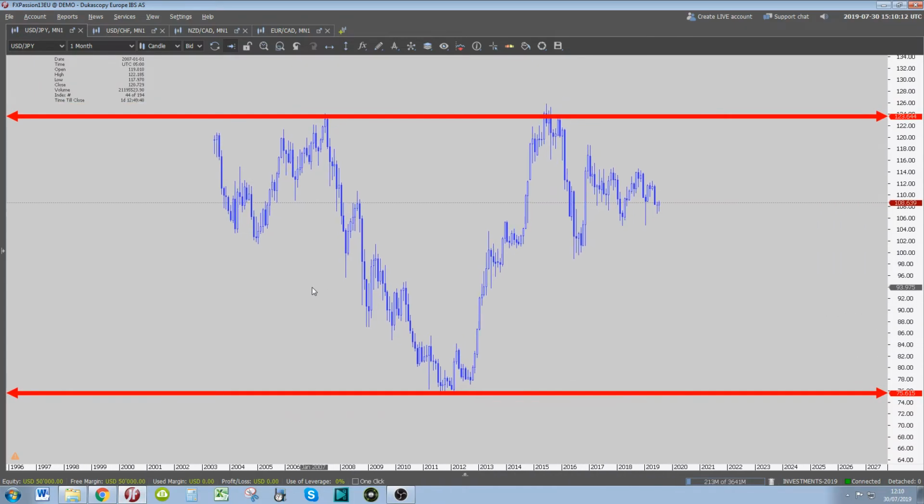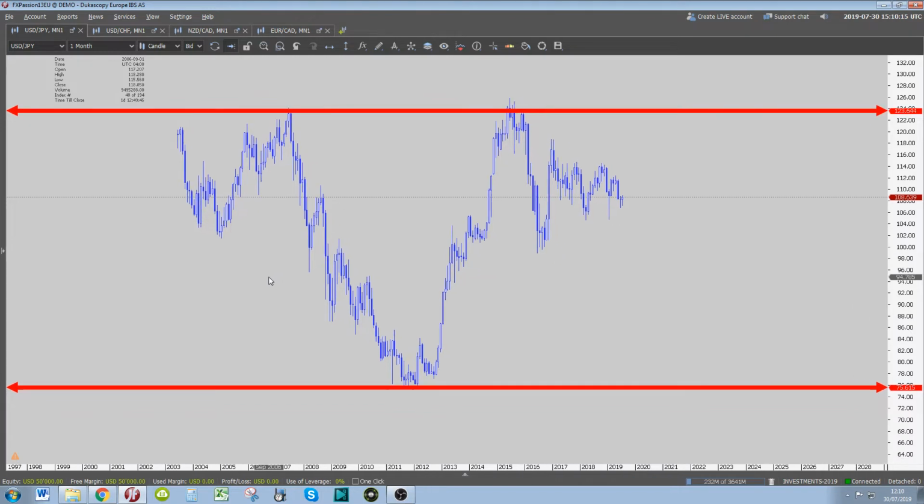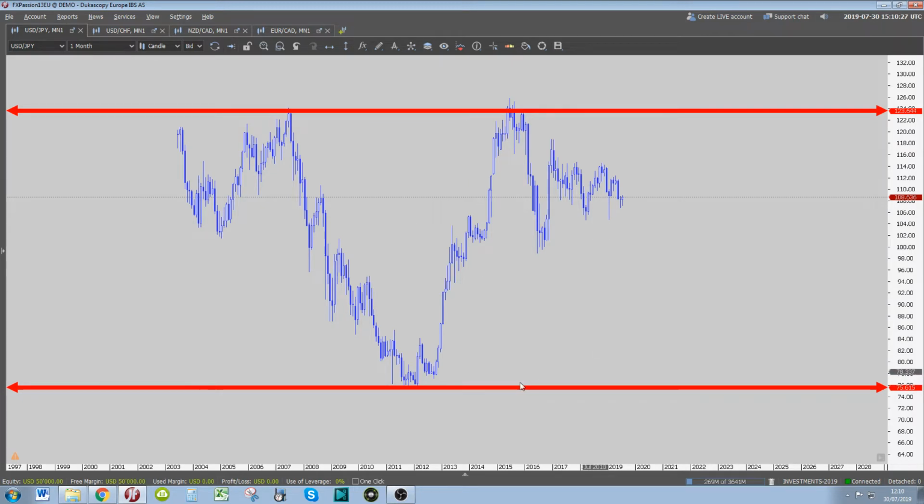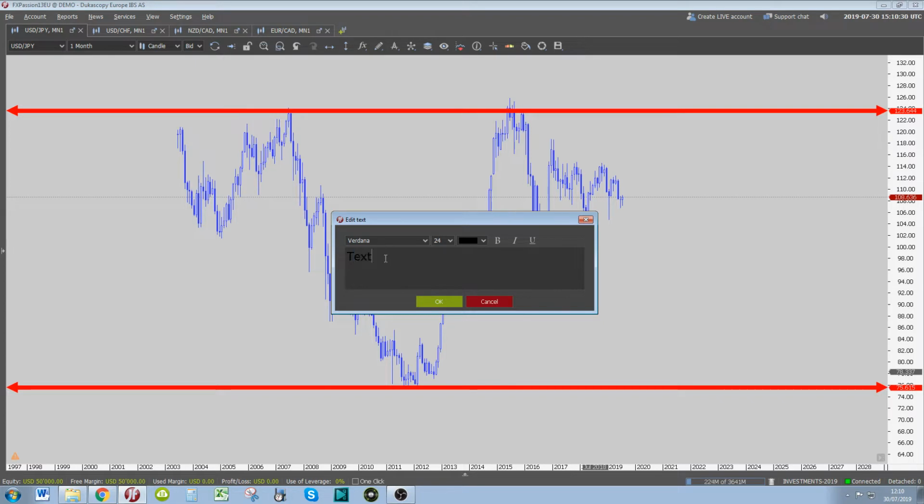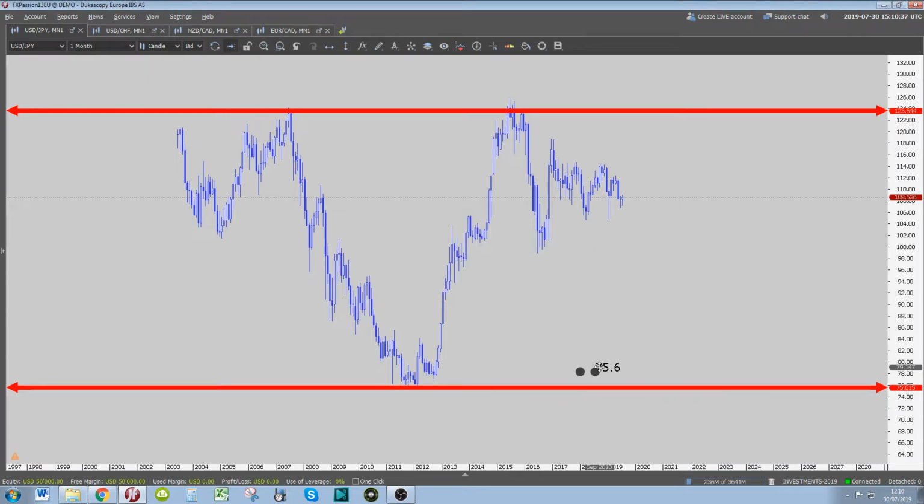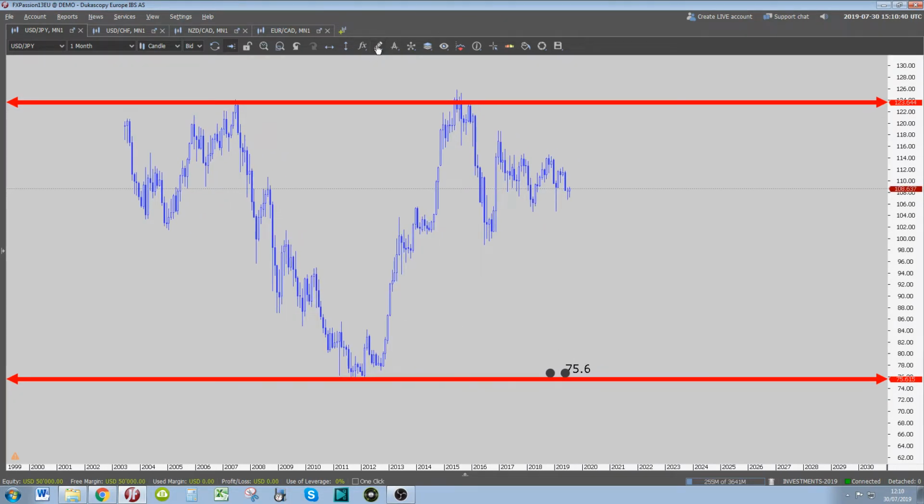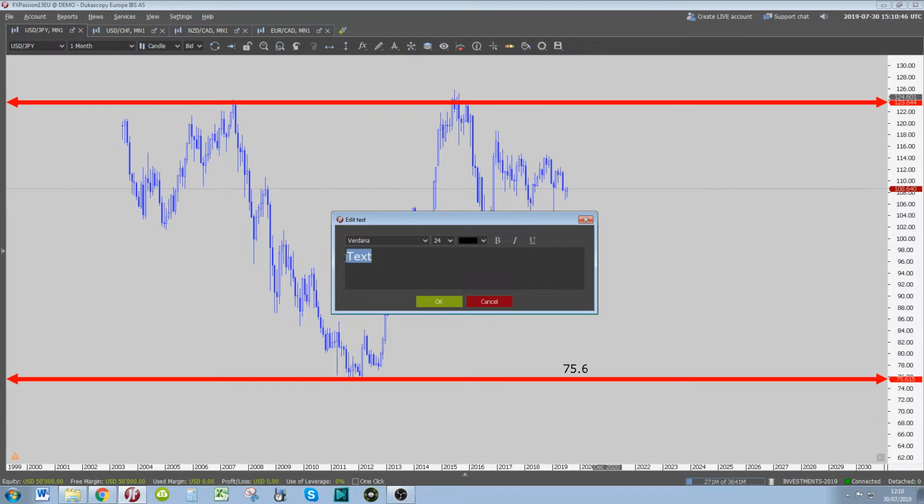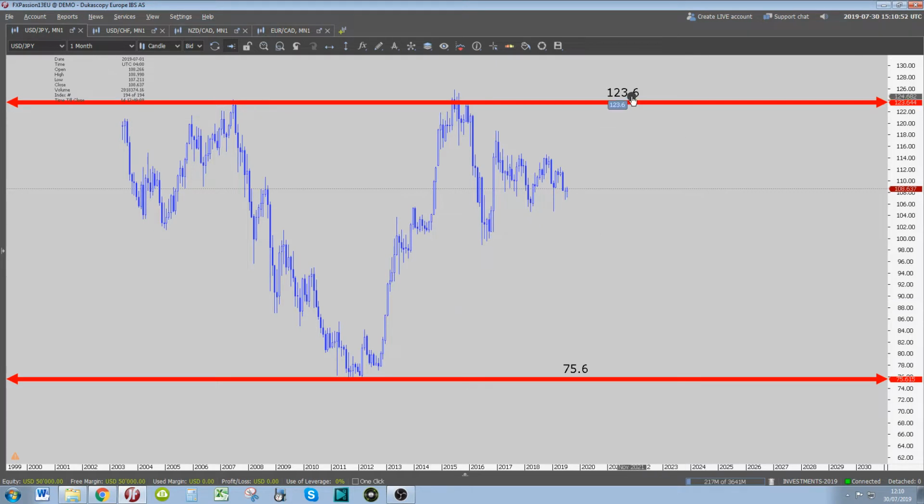Max, look at the JForex platform and look at the numbers of the band. So the lower band, it's okay. The lower band, it's at 75 something, right? So the lower band, it's at 75.6. But the upper band, it's at 123.6.